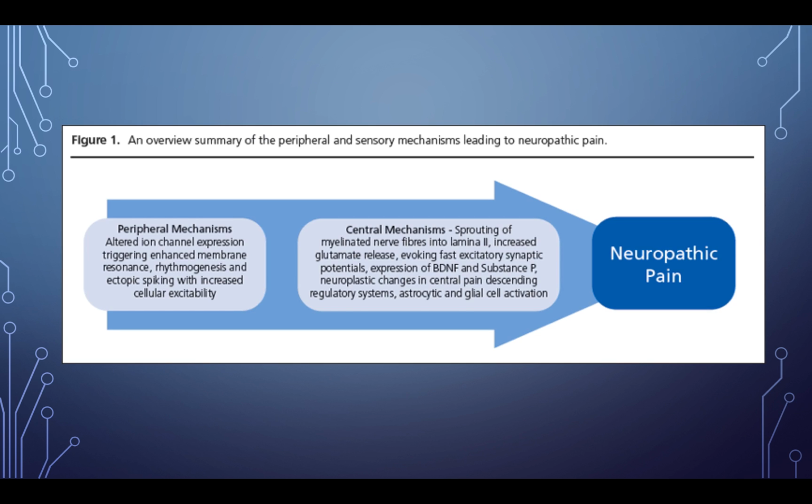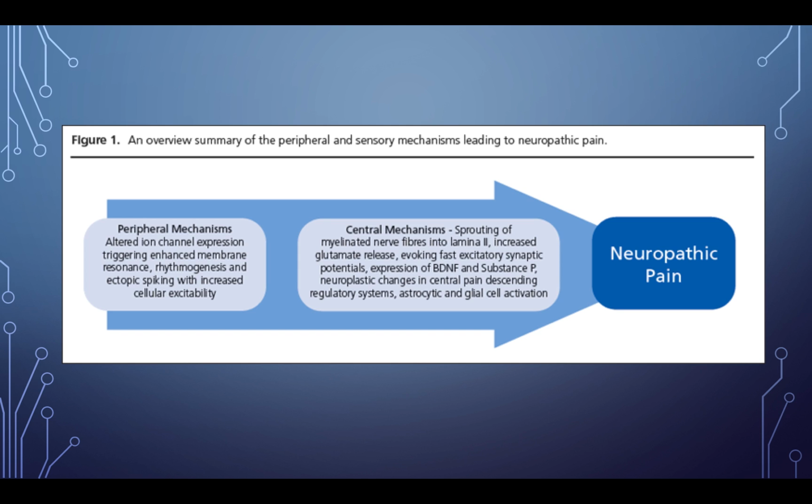Another good image from one of the papers. So an overview summary of peripheral and sensory mechanisms that lead to neuropathic pain. So remember, things happen in the periphery. If it's persistent in the periphery, you'll get central changes, and the central changes can create neuropathic pain. So altered ion channel expression triggering enhanced membrane resonance, rhythmogenesis, and ectopic spiking with increased cellular excitability. That's getting into the neurophysiology that we haven't dived into.